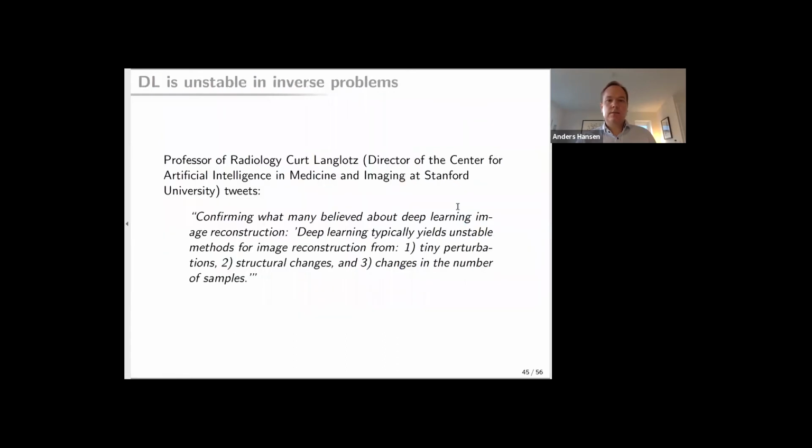And so Kurt Langlotz, who's a professor of radiology at Stanford, is also the director of the Center for Artificial Intelligence and Medicine at Stanford. And he tweeted immediately after the paper came out that this confirms what many believed about deep learning image reconstruction. In fact, it is very unstable.